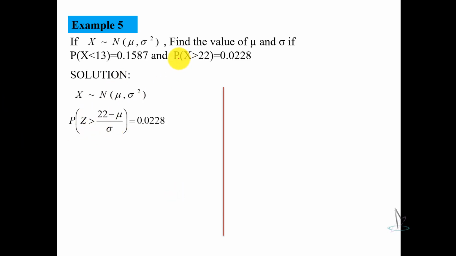Right, so what we have over here is that the probability for X greater than 22 is 0.0228. So I will standardize this one because I want to use my table for them. But since this is X, I cannot use my table. I have to standardize them. So Z is equal to X minus mu over sigma. So this is 22 minus mu over sigma, equal to 0.0228.